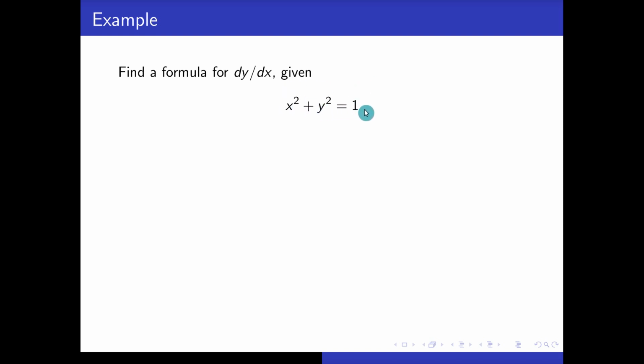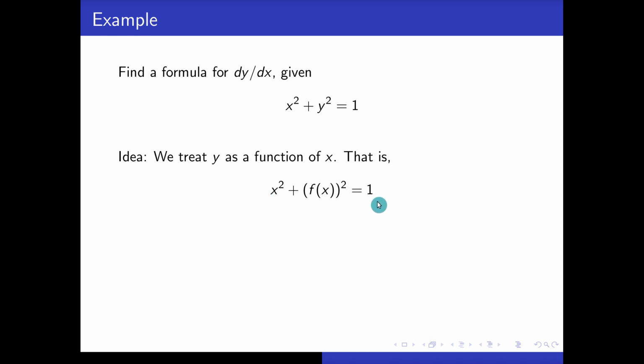Here's x squared plus y squared equals 1. And the idea is that we treat y as a function of x. If you want to be really explicit about it, you could rewrite it like this if you wanted to. And now we're back to a problem that we've already been working with, because to differentiate this, we have to use the chain rule. So in differentiating, we just have 2x for the first term, and then for the y squared, or f of x squared, just bring the 2 down front. Then we have to multiply by the derivative, by the chain rule. And then the derivative of 1 is equal to 0.